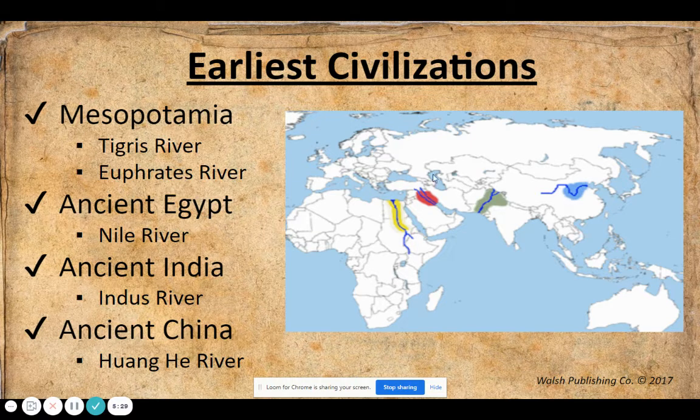In this year, we're only going to cover the Eastern Hemisphere. There were some early civilizations in the Western Hemisphere, like the Inca, the Maya, and the Aztecs, but these are the original four river valley civilizations, and those are the ones we will be studying this year.